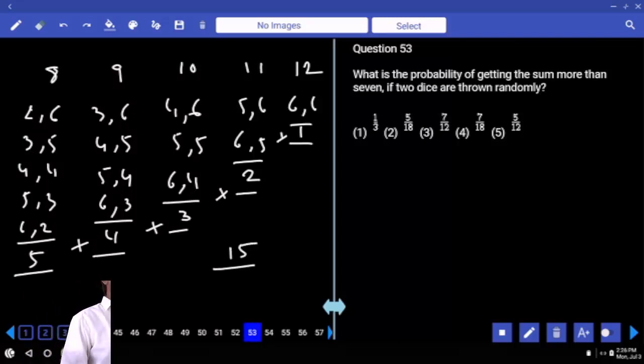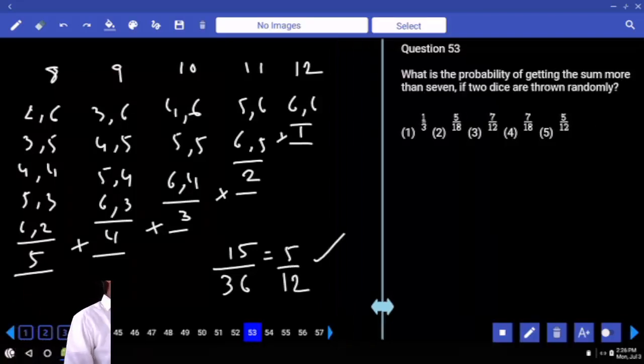How many dice are thrown? 2. Therefore, the total chances are 6 square. 6 square is 36. Both the values are multiples of 3. 3 fives are 15, 3 twelves are 36. Answer: 5 by 12.